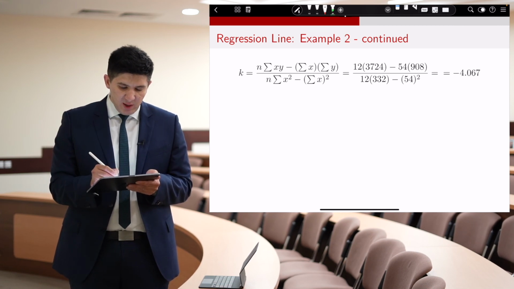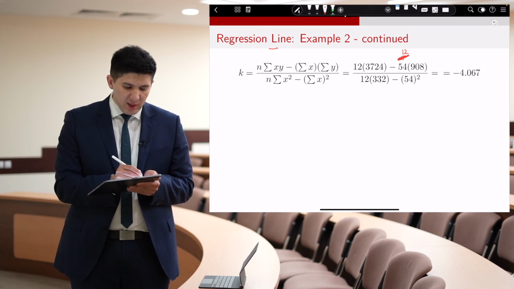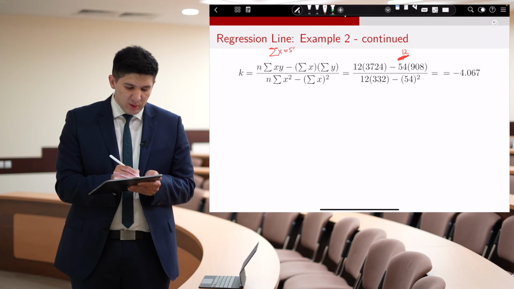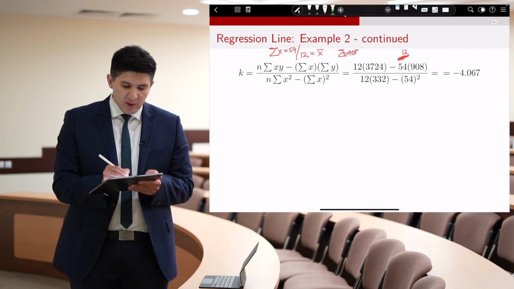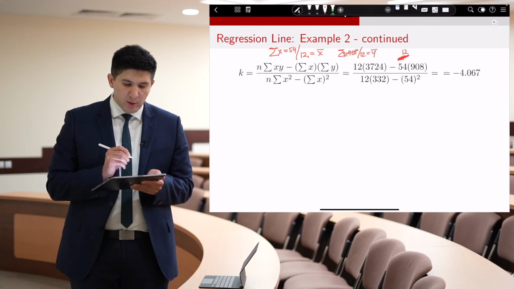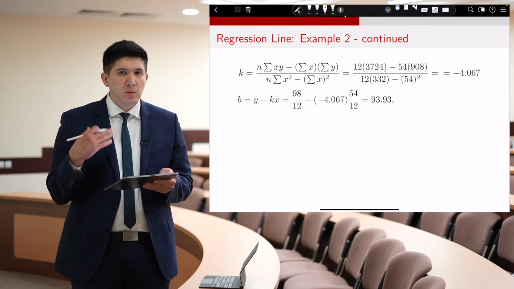So I'm going to find the average of x. I have to divide 54 by 12. So the sum of x is equal to 54, divided by 12 is going to give me x bar. The sum of y is equal to 908, divided by 12 is going to give me y bar. And I'm just going to use these two values to evaluate b, the y-intercept.